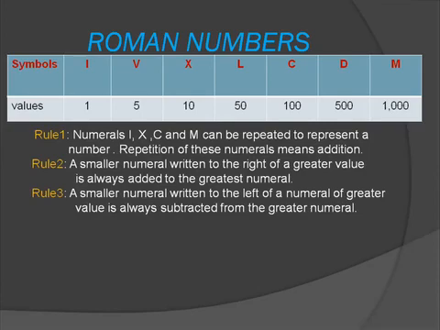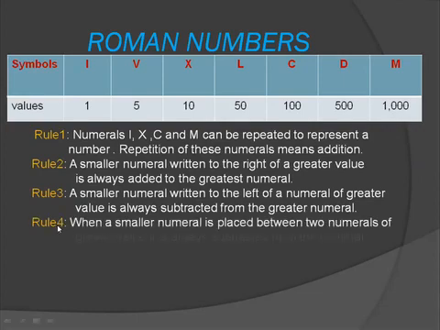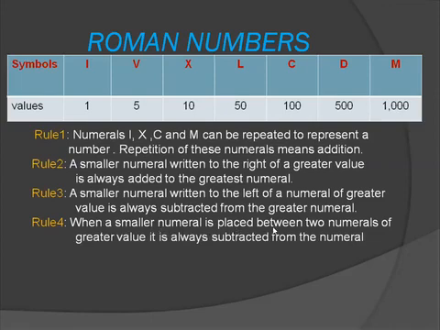Now let us see another rule, rule number 4. When a smaller numeral is placed between two numerals of greater value, it is always subtracted from the numeral. So suppose two numbers are there, and in between them you place the smaller number, what will happen?